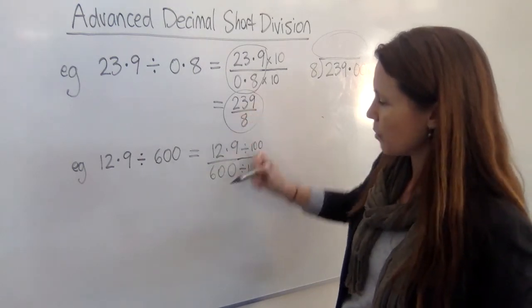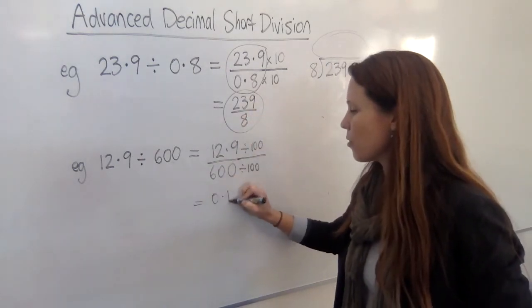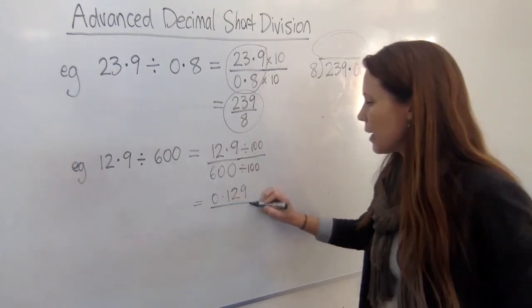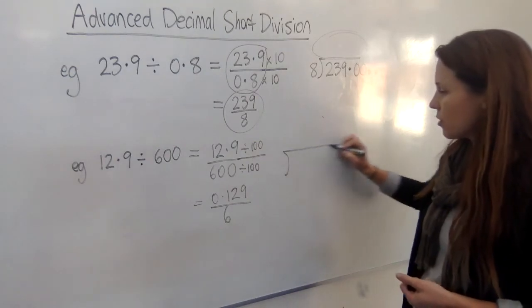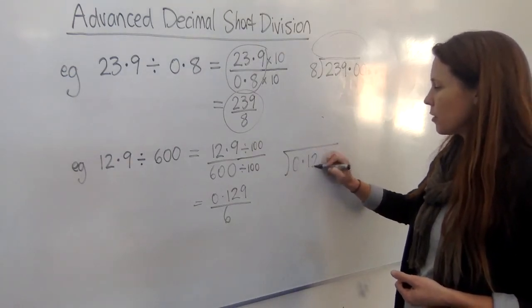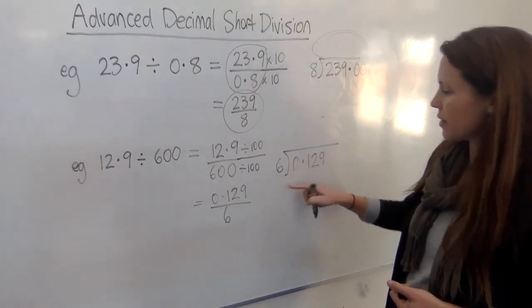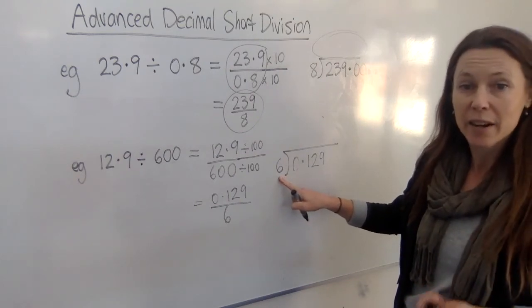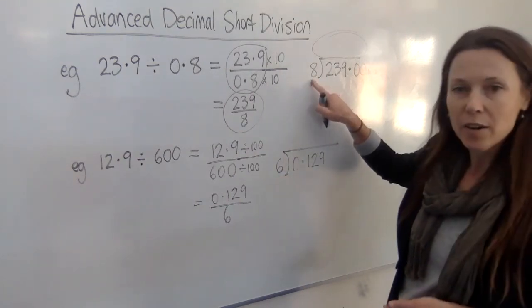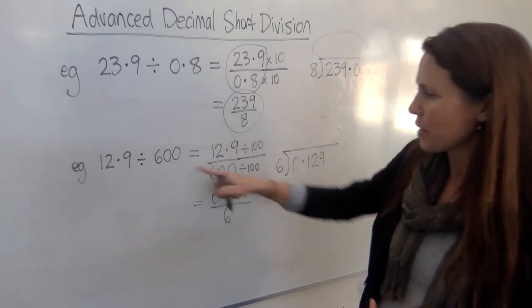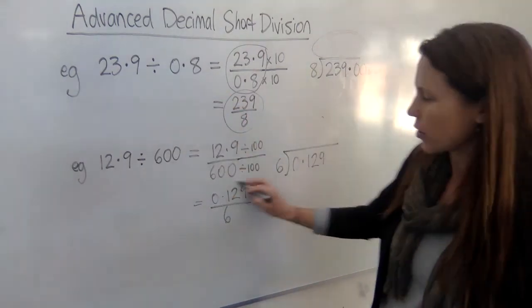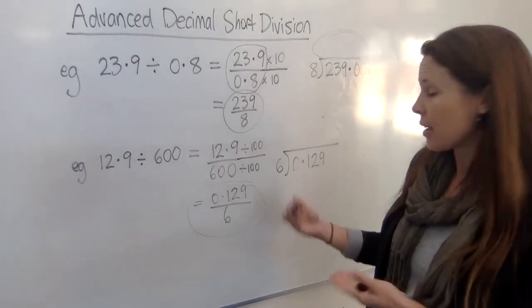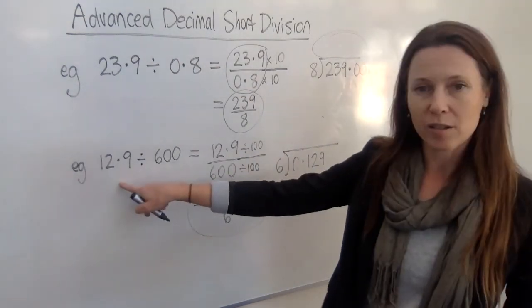So moving the top, it becomes 0.129, and obviously 600 divided by 100 is 6. And this question is now much easier to do because I've got a nice simple number here that's between 1 and 10, and I know my 6 times tables. I know my 8 times tables much better than I know my 600 or my 0.8 times tables. So you've just changed the question into one that's easier, and the answer will be the same as the answer to the original question.